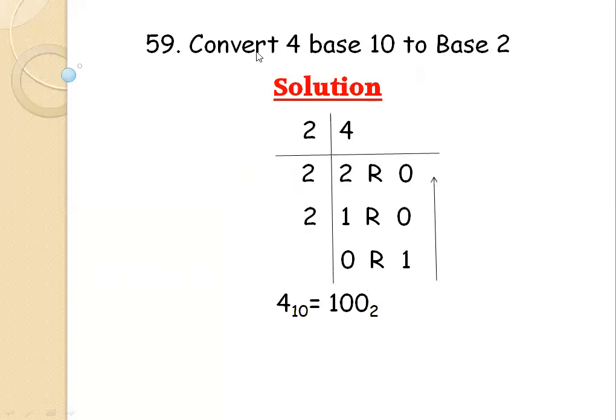Question 59 says, change 4 base 10 to base 2. If I'm changing from base 10 to base 2, I'm going to divide that number by 2. I'll keep dividing, write my answer and the remainder. So this is 4. 2 in 4 is 2, remainder 0. 2 in 2 is 1, remainder 0. 2 in 1 is 0, remainder 1. And then I will read my answer from the bottom, 100. So 4 base 10 is 100 base 2.